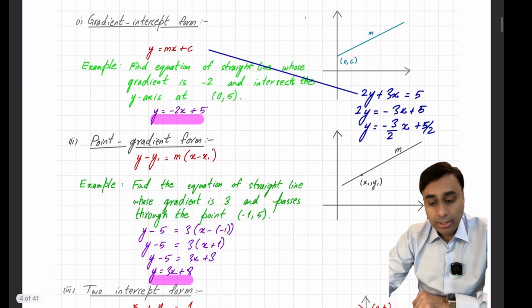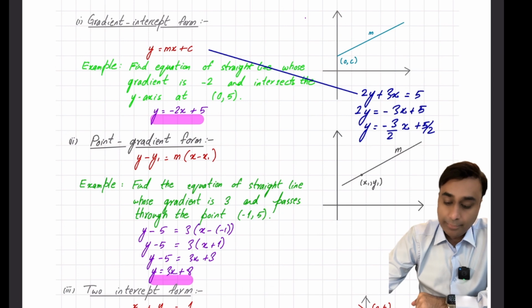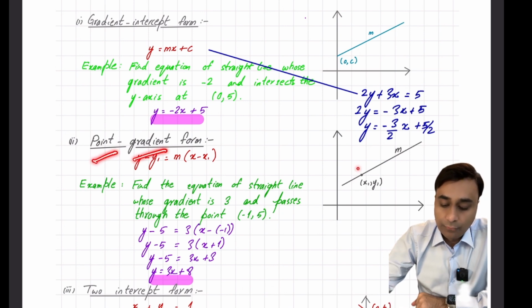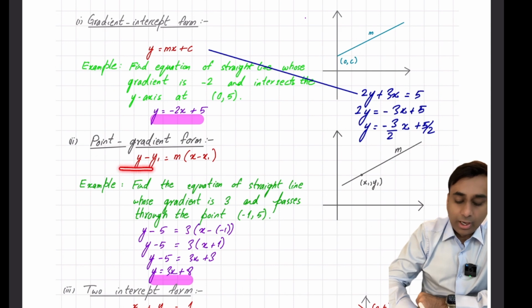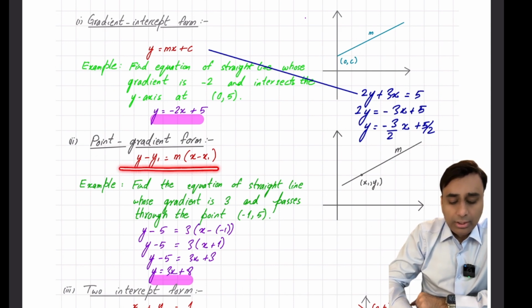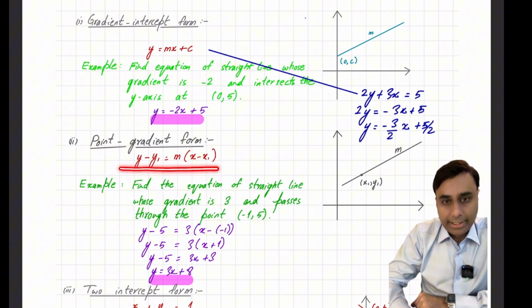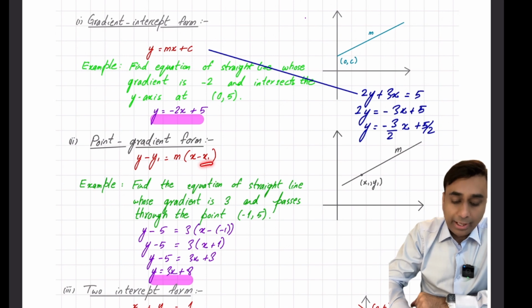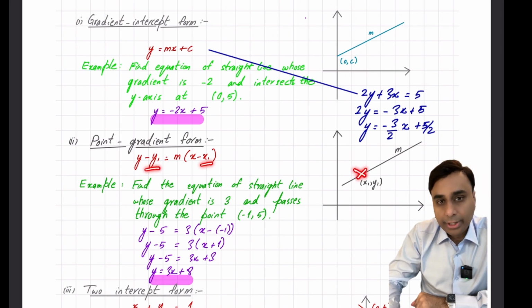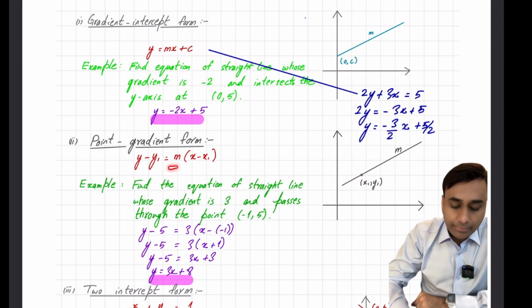Another form that may be useful in the exam is the point and gradient form, which means that you know one point on the straight line and you also know the gradient of the straight line. The formula is y - y1 = m(x - x1). x and y are part of the equation, so you leave them as they are. x1 and y1 are the x and y coordinates of the known point on the line, and m is the gradient of the line.